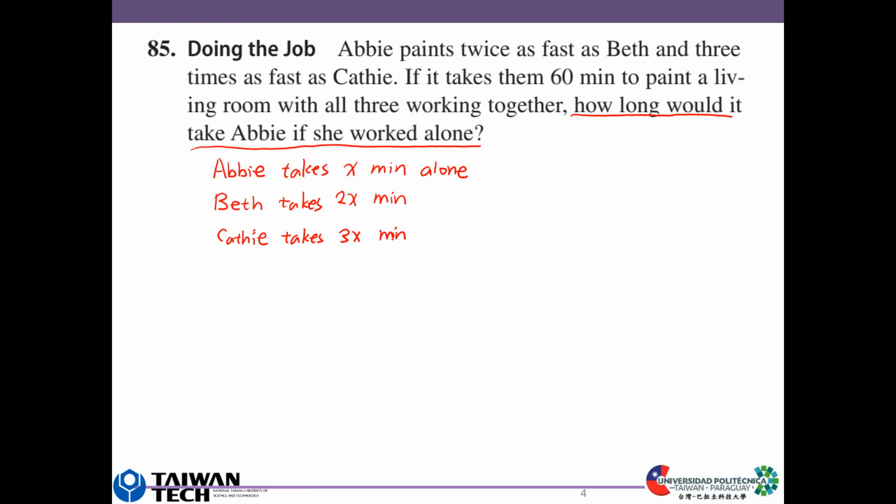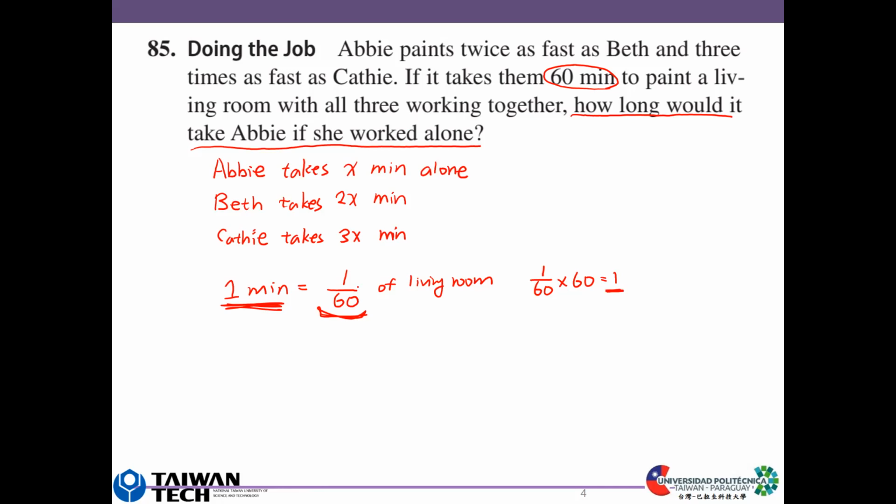So if it takes them 60 minutes to paint the living room with all 3 working together, so for 1 minute, they paint 1/60 portion of the living room, right? Within 1 minute, they just finish 1/60 of it. If they work for 60 minutes, it's 1/60 times 60 is 1, the whole living room, the job finished. So within 1 minute, all 3 of them complete 1/60 of the living room.